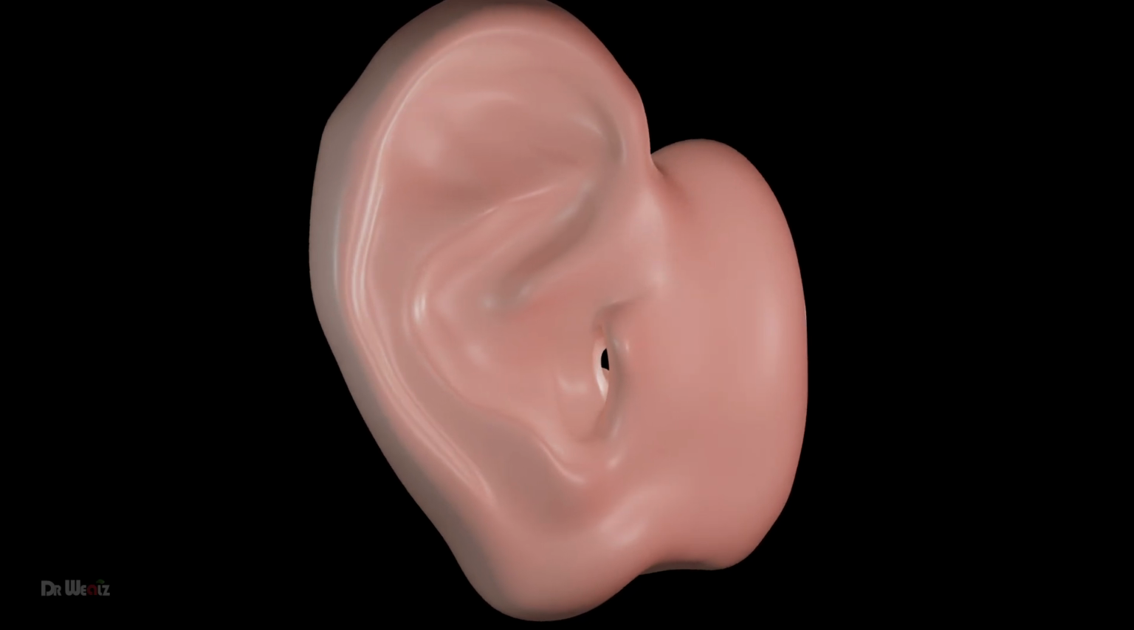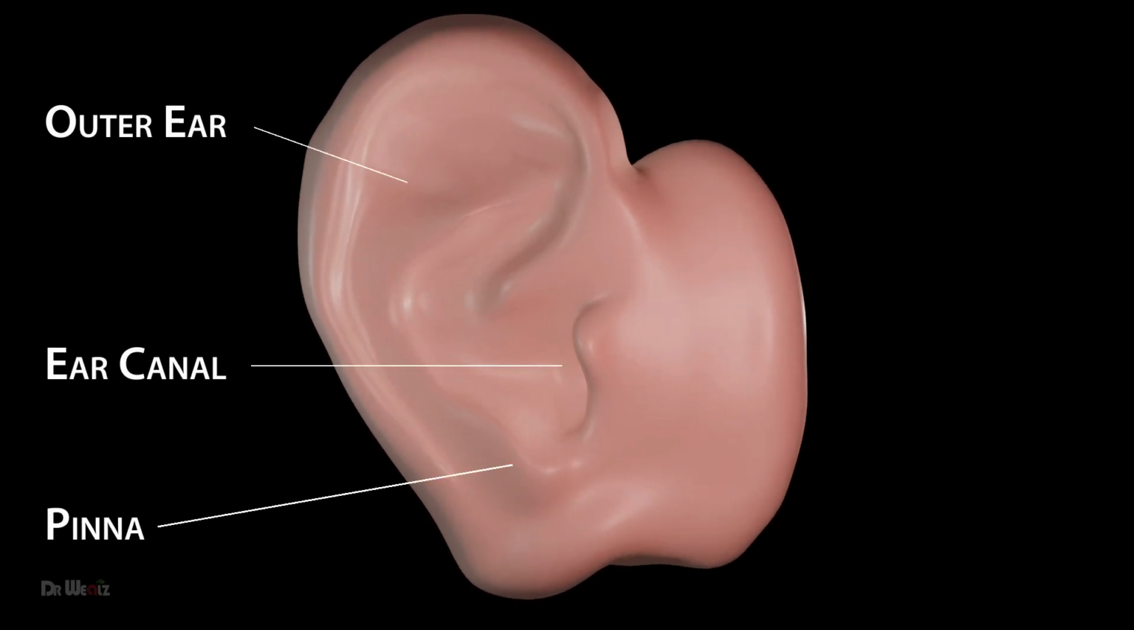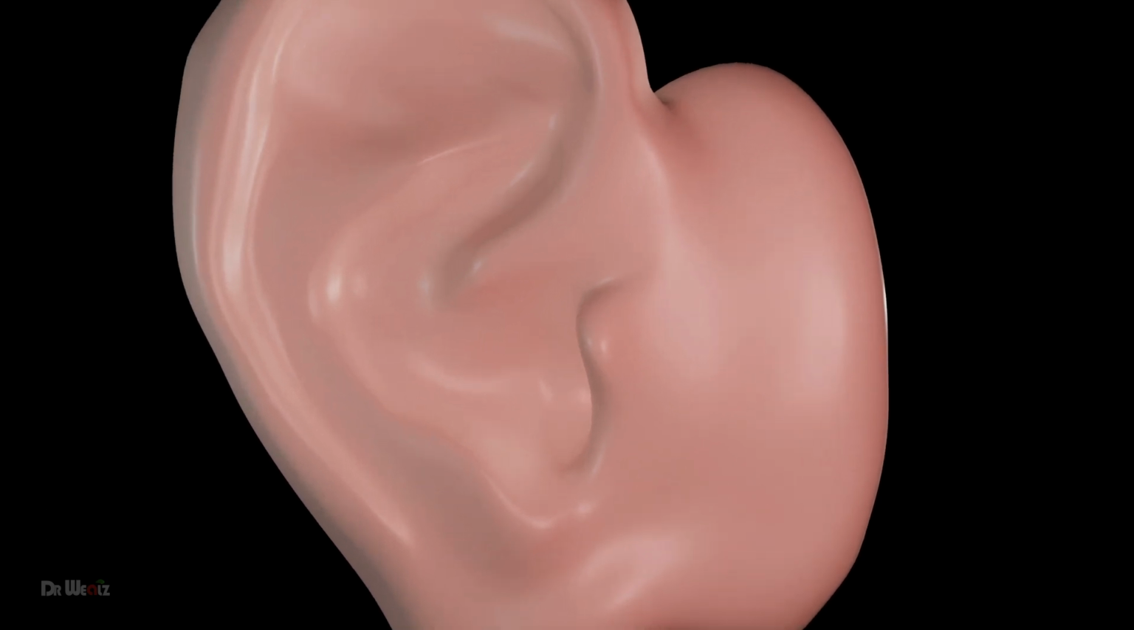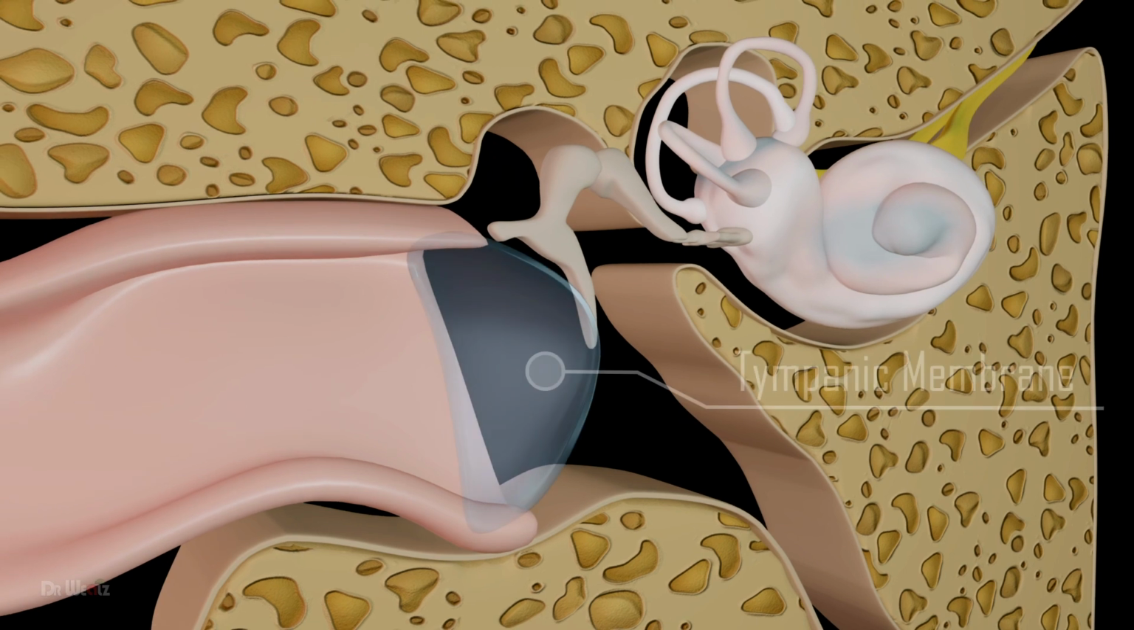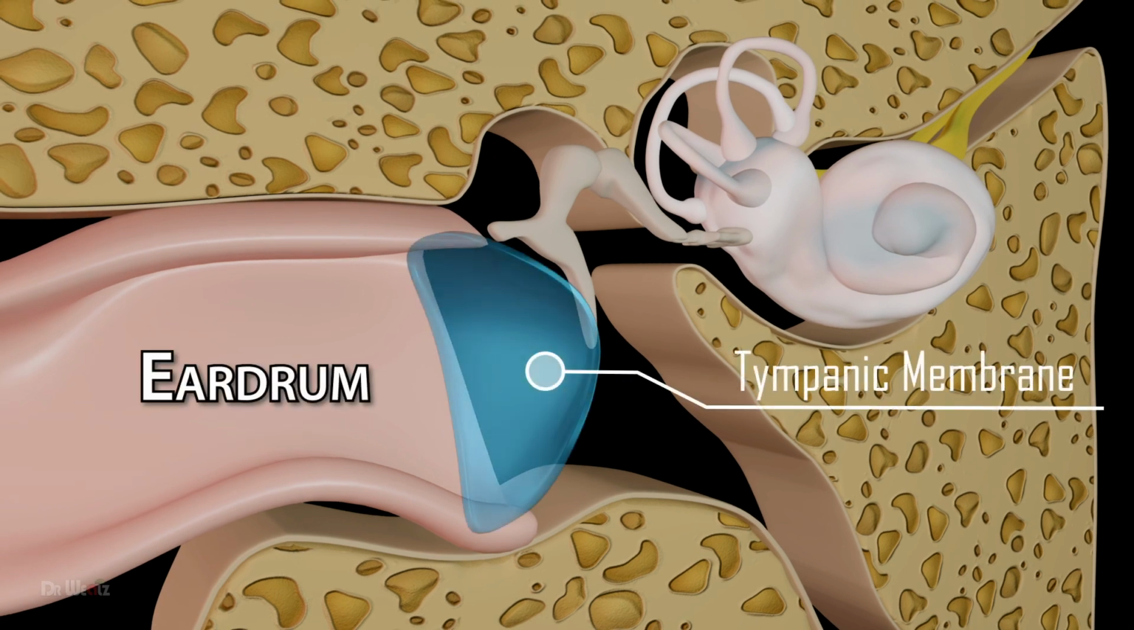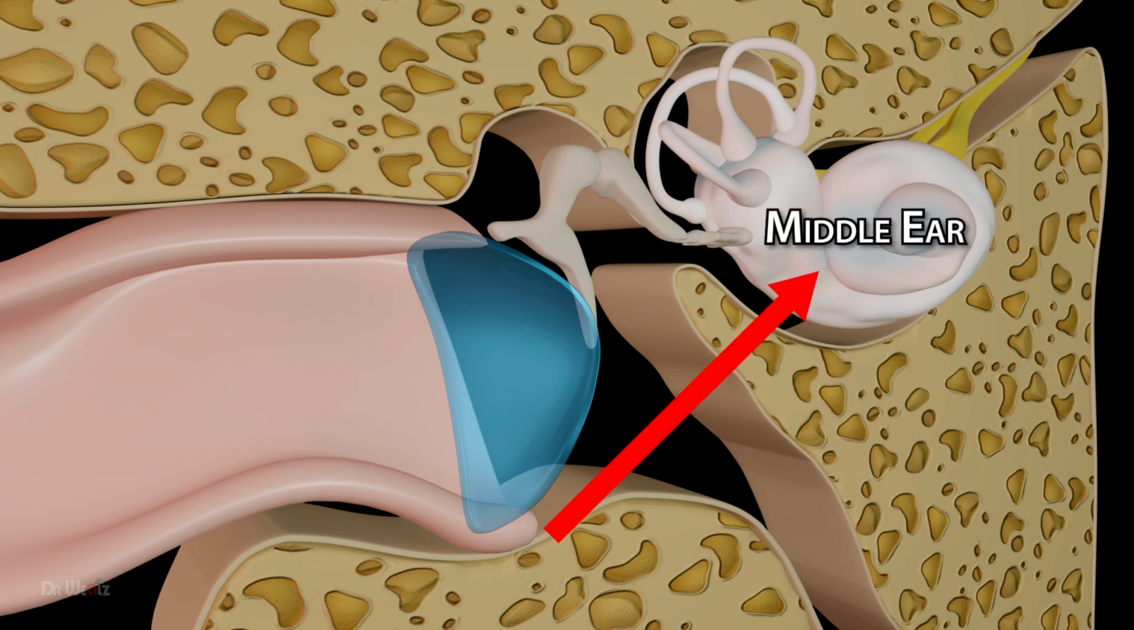The ear is a complex system that enables us to hear and maintain balance. Let's explore the different structures and functions of the inner ear in more detail. First, let's discuss the tympanic membrane, also known as the eardrum. The eardrum is a thin, flexible membrane that separates the outer ear from the middle ear.